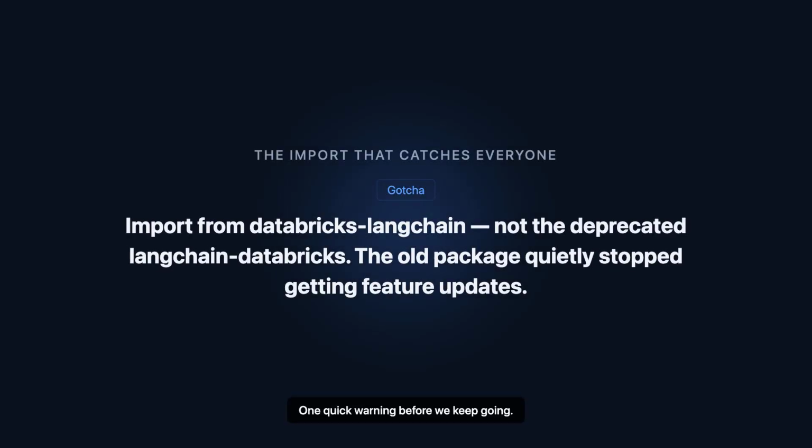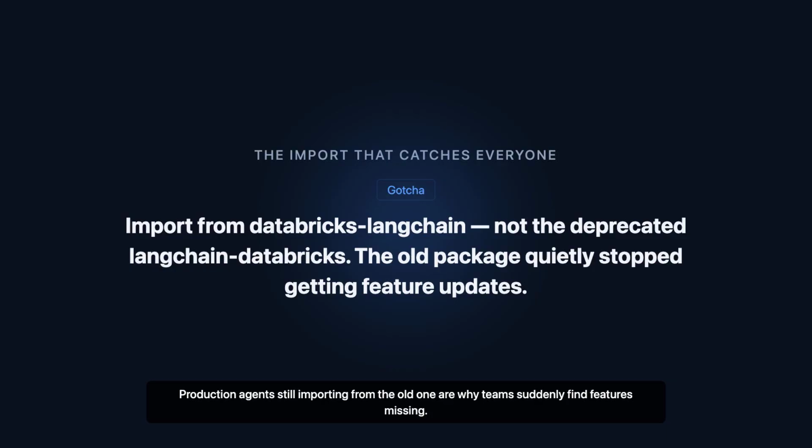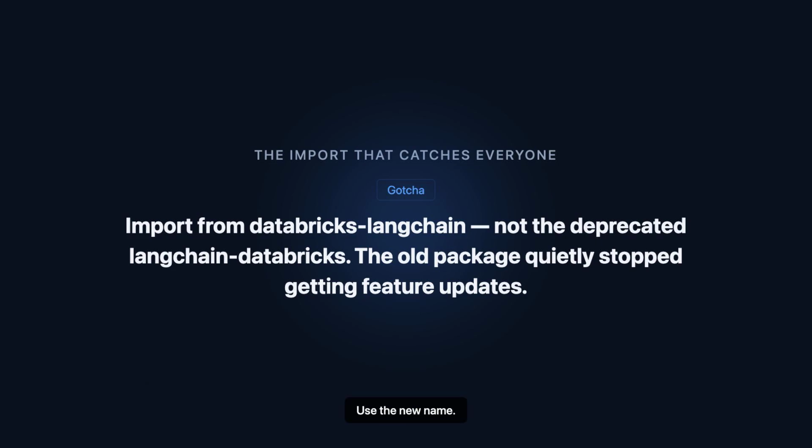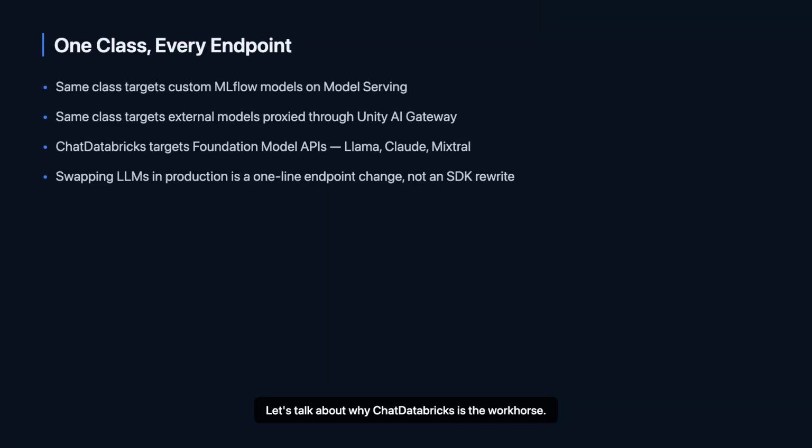One quick warning before we keep going. The supported package is databricks-langchain. That's the one you want. There's an older package called LangChain Databricks, with the words reversed, that quietly stopped receiving feature updates. Production agents still importing from the old one are why teams suddenly find features missing. Use the new name. Let's talk about why ChatDatabricks is the workhorse.